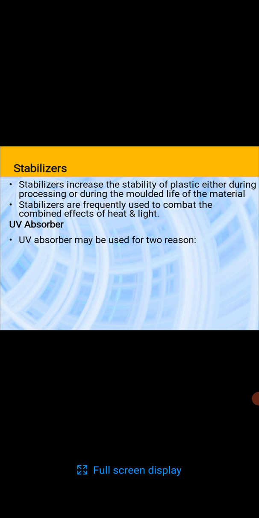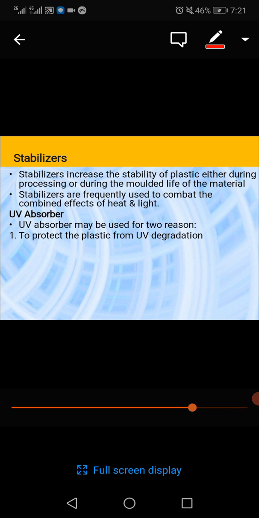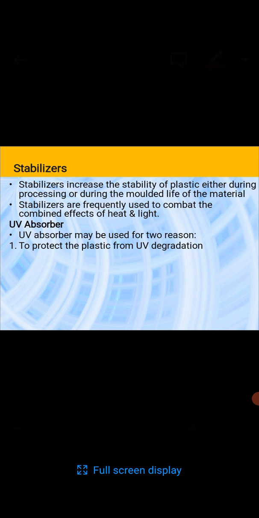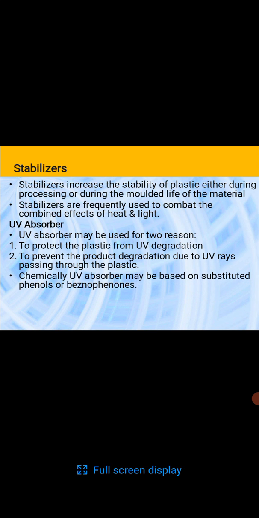UV absorber. A UV absorber may be used for two reasons. The first is to protect the plastic from UV degradation, and the second is to prevent product degradation due to UV rays passing through the plastic. That is, to protect the plastic itself or to protect the product which is inside a plastic container. Chemically, UV absorbers may be based on substituted phenol or benzophenols.